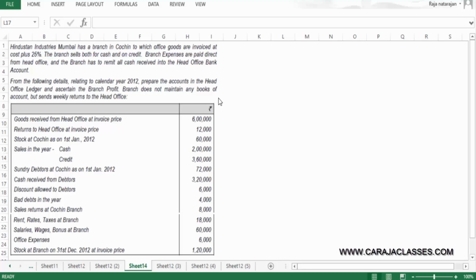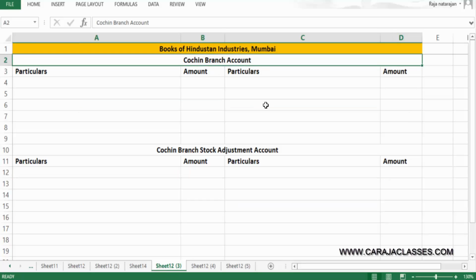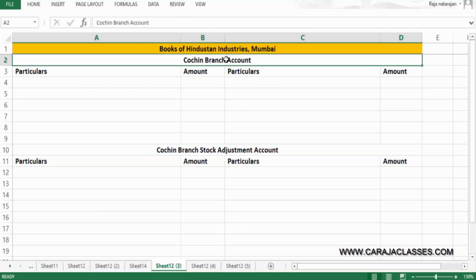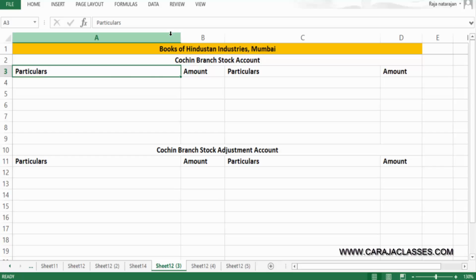It means we are going to have a comprehensive list of accounts. Let's see. First we'll open Cochin branch account, then we'll also parallelly open Cochin branch stock adjustment account. Now this is actually Cochin branch stock account, because if I open branch account, then that will come under the debtors method, but I said we are going to approach this under stock and debtors method.